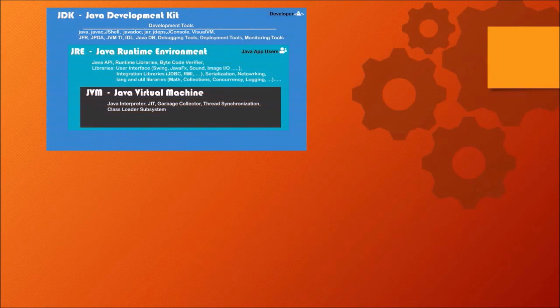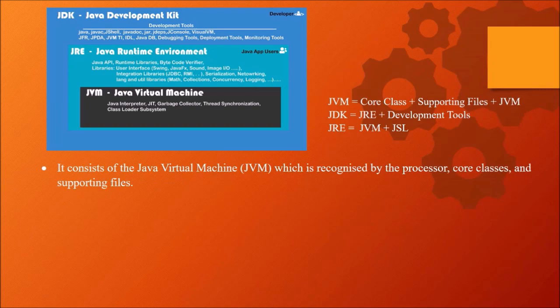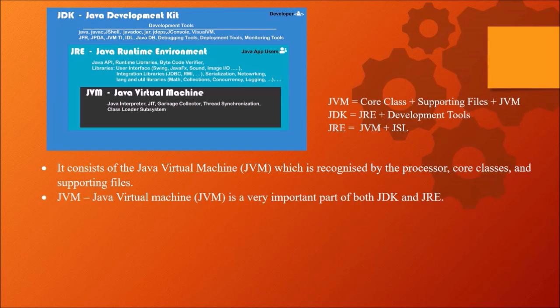Now we are going deep into the topic, Java environment. As you can see in the diagram, Java environment is the combination of JDK, JRE, and JVM. Now first one, JVM, or Java Virtual Machine, which is recognized by the processor, and the core classes and the supporting files which are needed for the creation of Java programs.